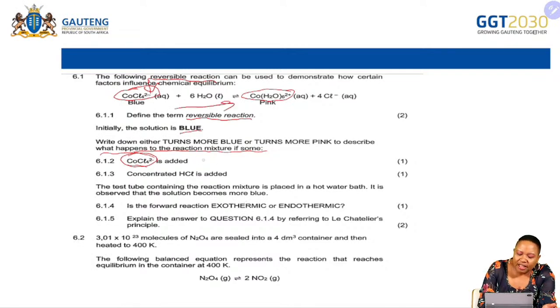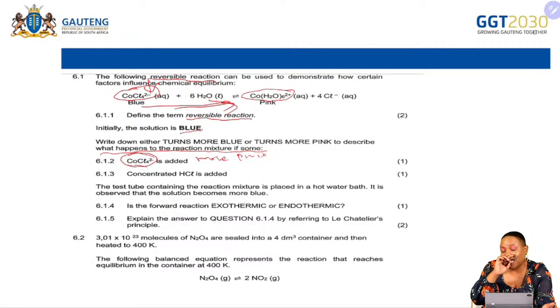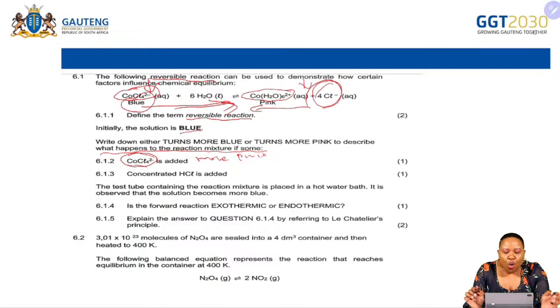So it means this side will turn what? More pink, because it means we are favoring what? The forward reaction. As we are disturbing the reverse, the reaction will shift to the right and favors the forward reaction. And then if we add HCl, we can see we are now increasing the chlorine in this side. So it means now our reaction will do what? Will favor the left hand side, which is going to be our blue color. So we need to just remember how the factors affect these reactions.